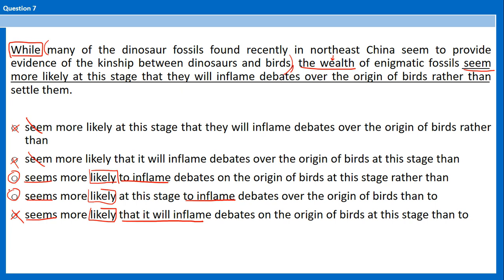You have a slight difference between 3 and 4. The position of "at this stage." Okay. Seems more likely to inflame debates on the origin of birds at this stage rather than settle them, versus seems more likely at this stage to inflame debates over the origin of birds rather than to settle them. Okay, so be careful with the position of the prepositional phrase "at this stage."